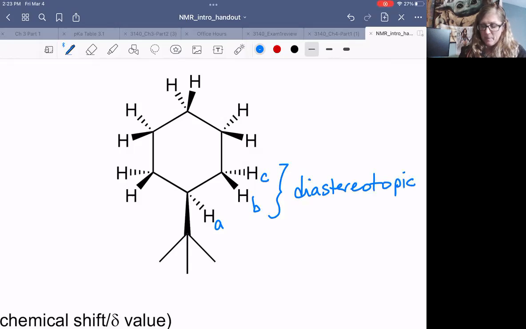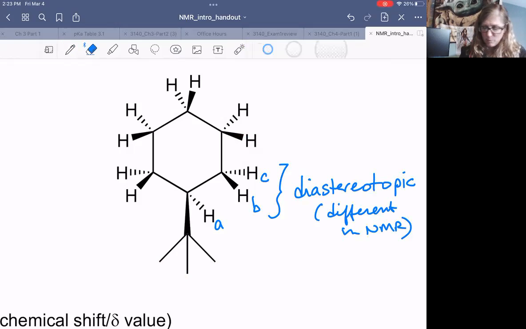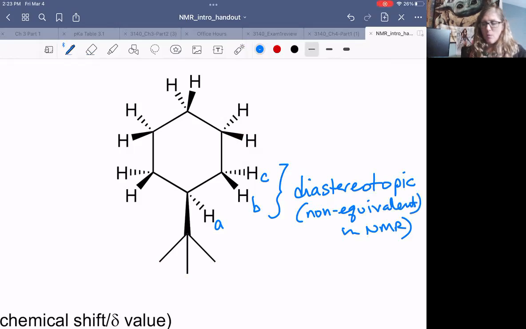Diastereotopic, meaning they're different in the NMR. They're unique in the NMR. They're non-equivalent in the NMR, I should say. Let's use that, that's a more precise term. Okay, why do we call them diastereotopic?